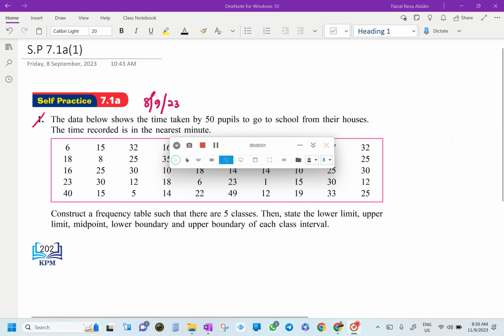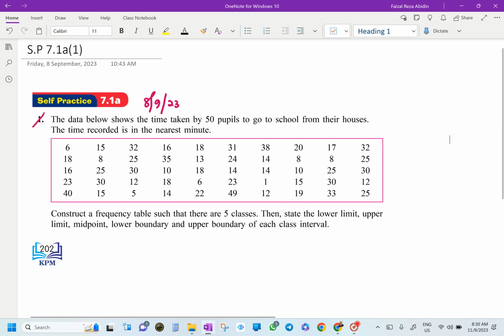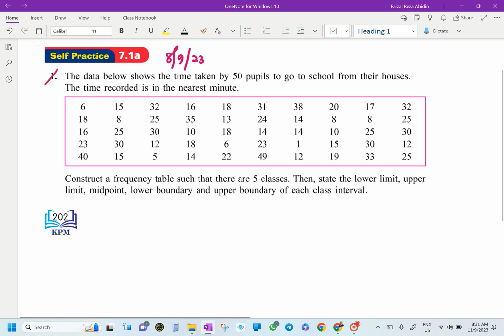Okay, open. This one I ask you to do in what book? Oh no, I asked you to do it on the graph paper, isn't it? But if you look at the question, they are not going to construct a graph actually. But never mind. On the graph paper, at the back, you can still do this. Construct a frequency table such that there are 5 classes already given.